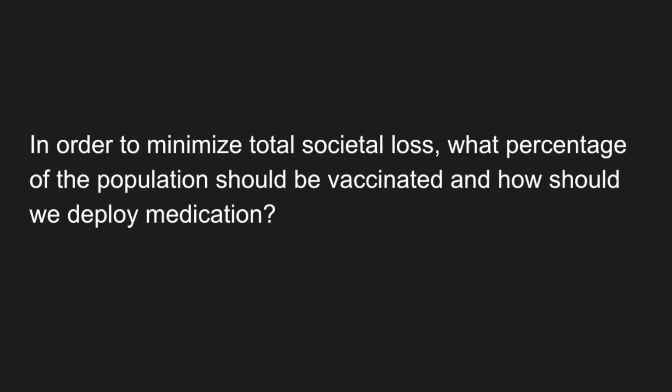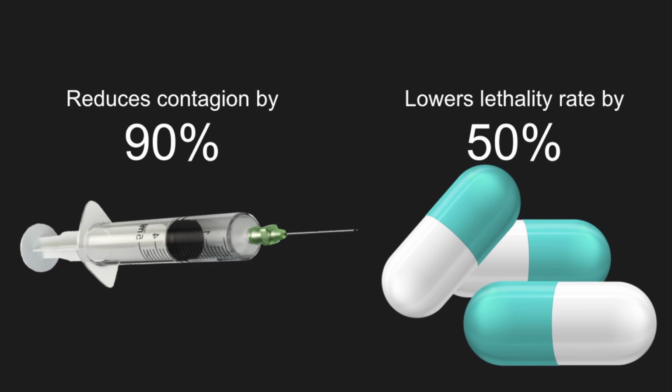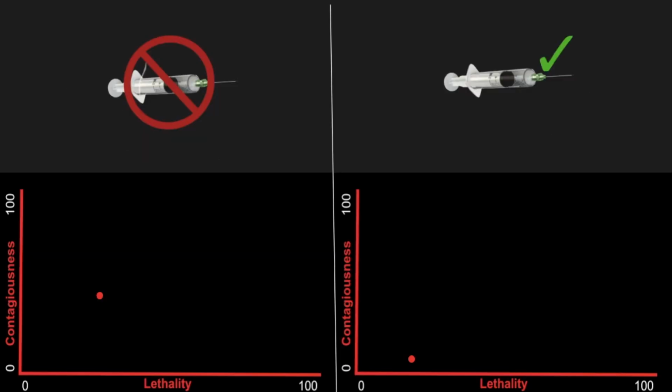So I'll repeat the question. In order to minimize the total societal loss, what percentage of the population should be vaccinated, and how should we deploy medication? Well, first of all, let's look at what vaccines and medication do. So being vaccinated decreases the chance of infection, or contagiousness, by 90%. So in this graph, the virus dot goes down from moderately contagious in the left picture to barely contagious in the right picture.